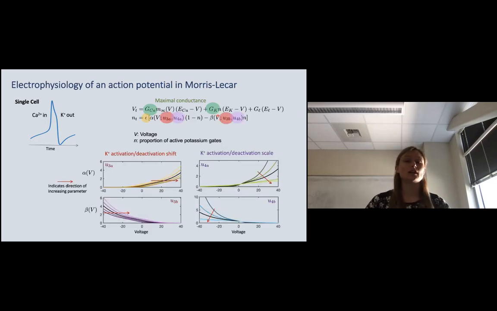We're also going to be looking at the parameters u3a and u3b, u4a and u4b that appear in these activation and deactivation functions. The 3a and 3b act to shift those activation and deactivation curves, whereas 4a and 4b act to scale them. I'll revisit this slide once we go to interpret the results, but I just want to give you a little insight about what these parameters that we're going to be changing actually do in the system.